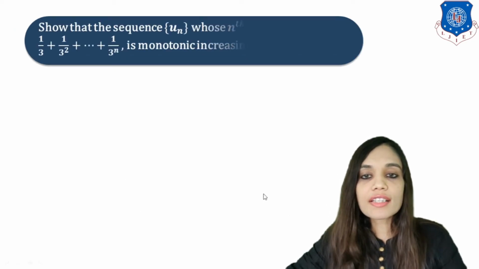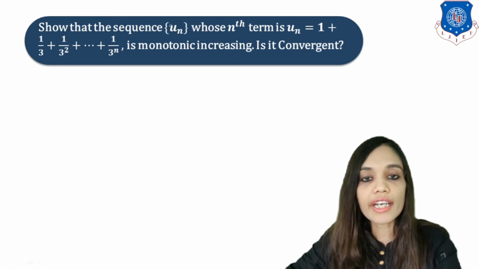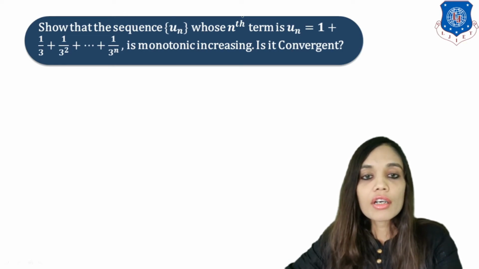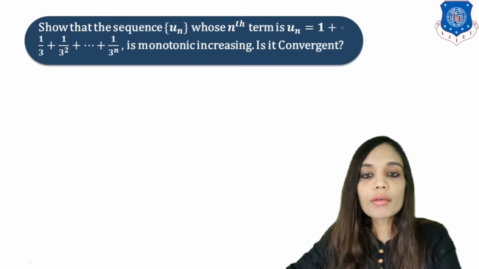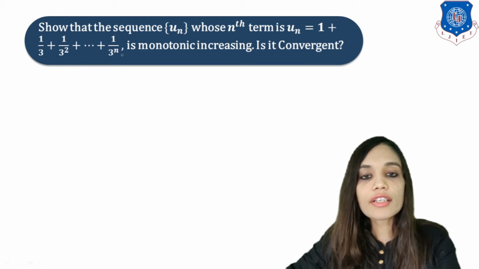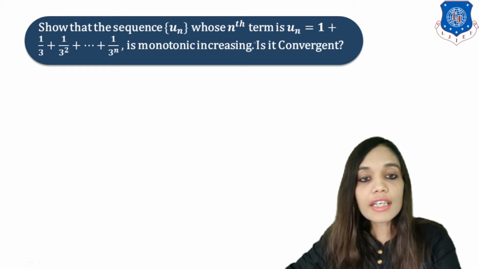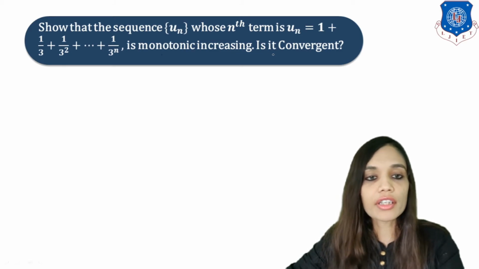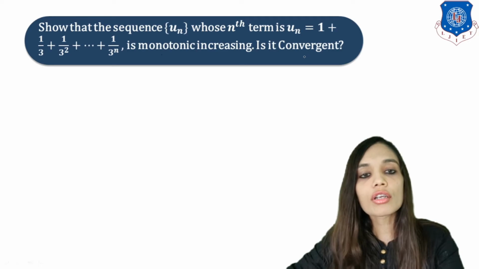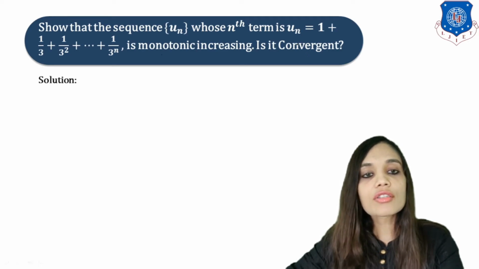Let's see one more example. Here we have to show that the sequence un whose nth term is un equal to 1 plus 1 upon 3 plus 1 upon 3 square plus and so on, 1 upon 3 raised to n, is increasing, and also we have to check whether it is convergent or not. So let us start the solution.